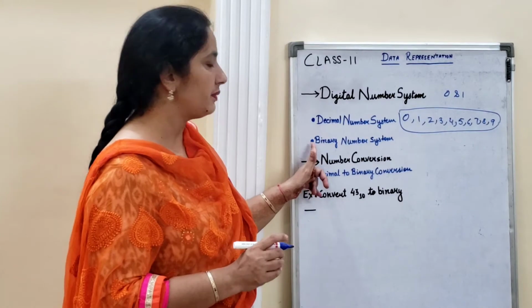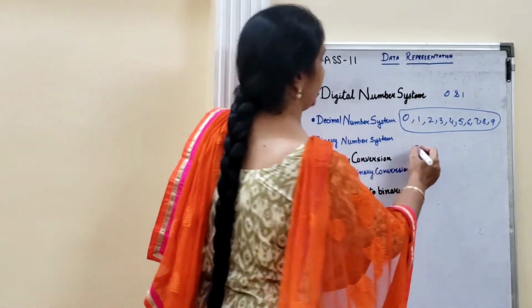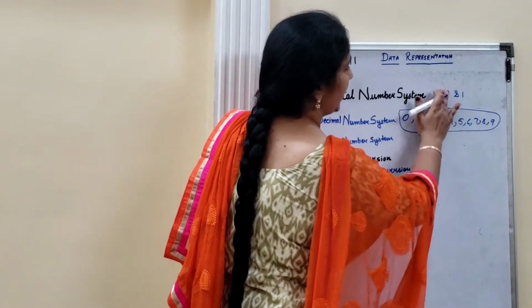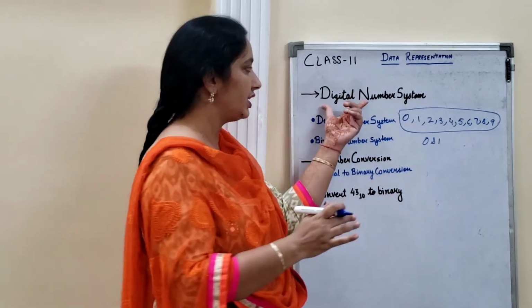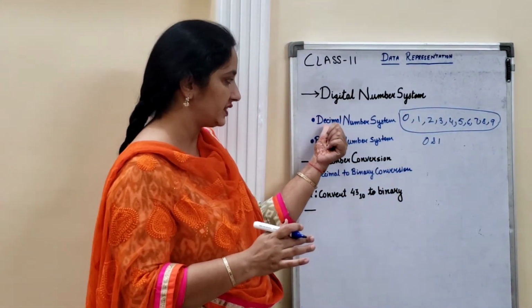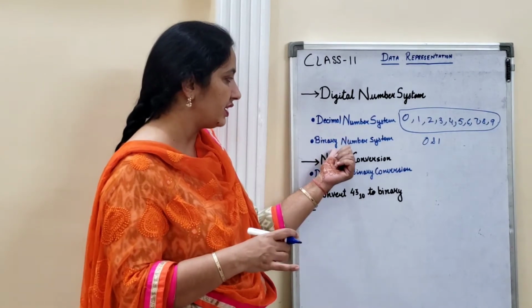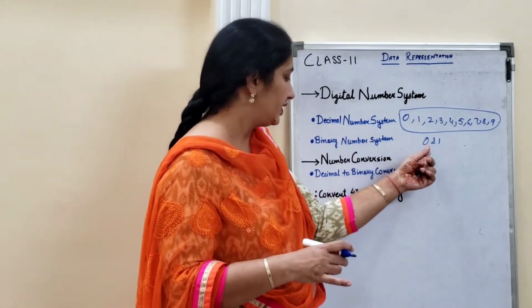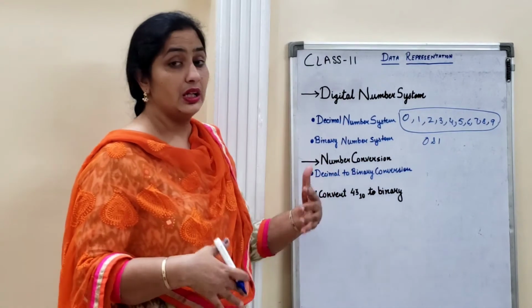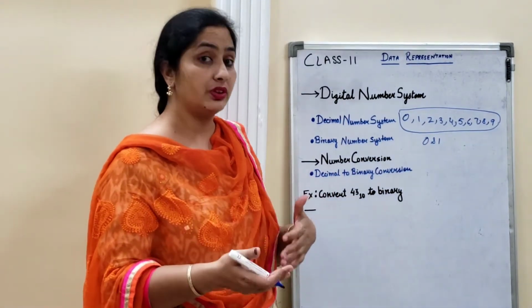Next is the binary number system. You all know in the binary number system we have zeros and 1. So the digital number system consists of two systems: the decimal number system where we have 10 digits, and the binary number system where we have zeros and 1. Now let's learn how to convert it.